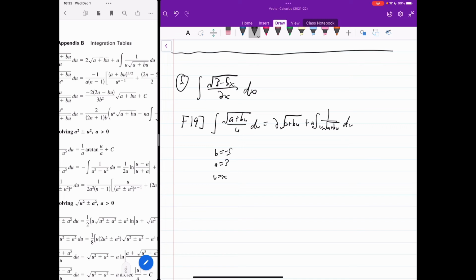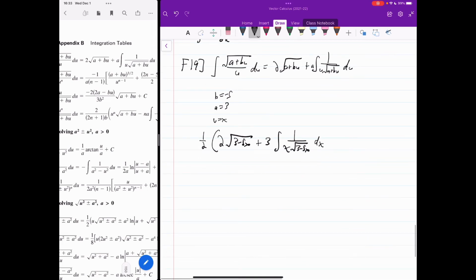So I'm going to pull the 1/2 out, and let's just do this straight up substitution. So 1/2 times 2 root 3 minus 5x plus 3 radical 1 over x root 3 minus 5x. And that actually slides this whole thing down to the denominator, which then means we get to go again. We scan for another formula.